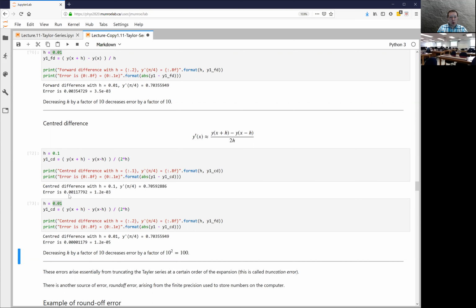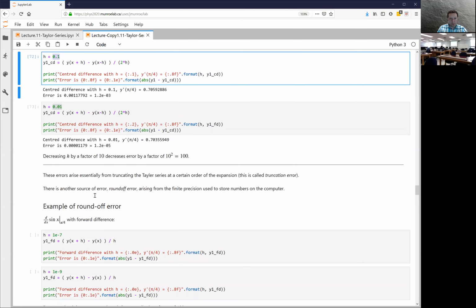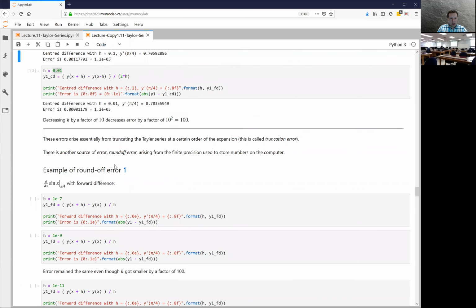Now, the thing with any of these schemes is you can't just make h as small as you like. It's not enough to take a scheme like this, forward difference, and just make h very, very tiny. Because on a computer, you're only able to resolve floating point numbers with a fixed amount of precision. This other kind of error, called round-off error, has to do with that finite precision in a computer. Let me demonstrate this to you.